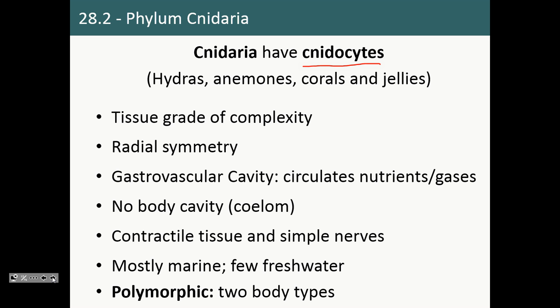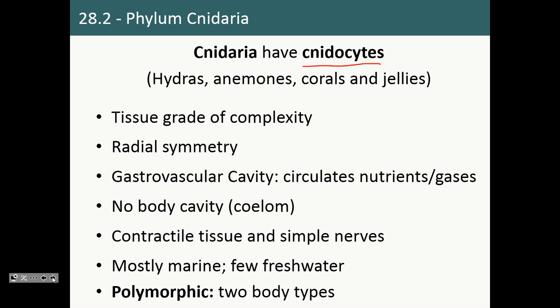And so we're going to use that term in many of our organisms. The gastrovascular cavity is the digestive system. In many cases, it is also the circulatory system and the respiratory system. It's responsible for delivering nutrients and responsible for delivering gases. And this gastrovascular cavity has a single opening. And so their mouth is also their anus.